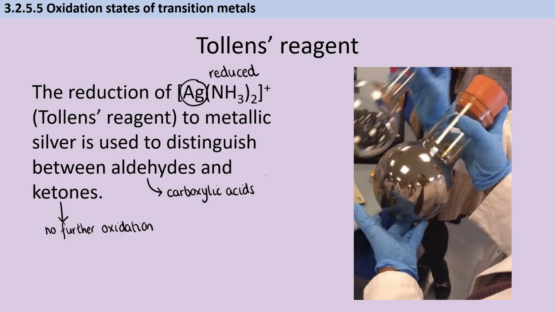Now, because the solution is alkaline, it's possible for this aldehyde to be further oxidized to make a carboxylic acid, or at least to make a salt of the carboxylic acid. And that doesn't happen if you've got a ketone because it can't be oxidized any further. So as the aldehyde becomes oxidized to make the carboxylic acid, the silver is going to be reduced. And in picking up an electron, the silver ion within this diamine complex is going to turn into atomic silver, which isn't soluble. So therefore we get a precipitation and we get this lovely silver mirror.